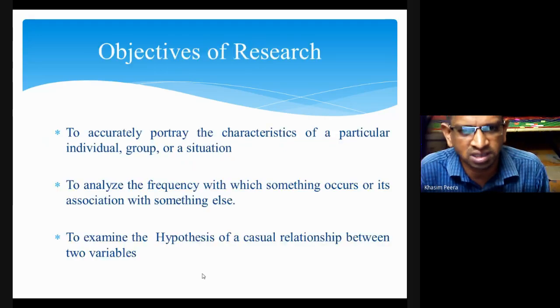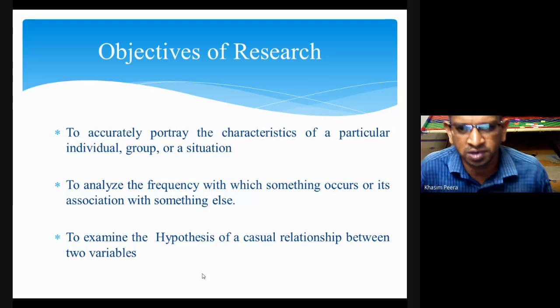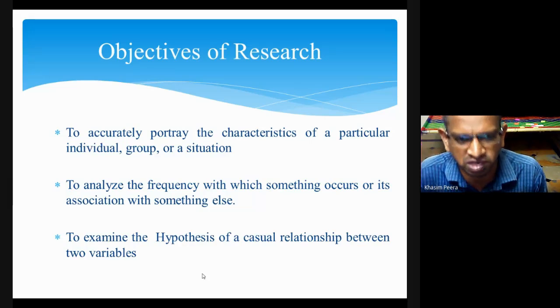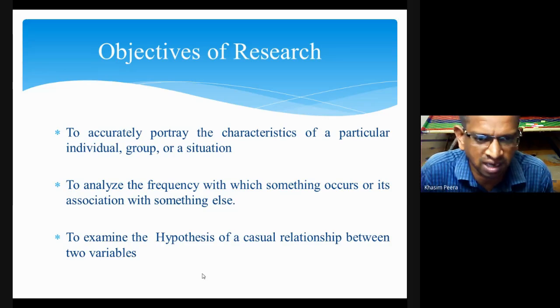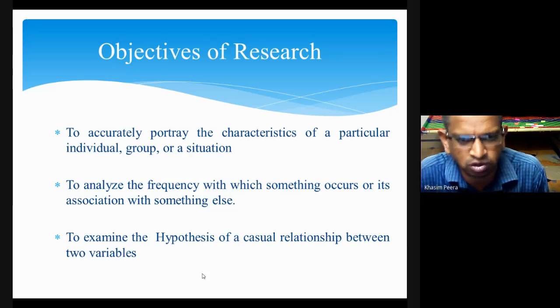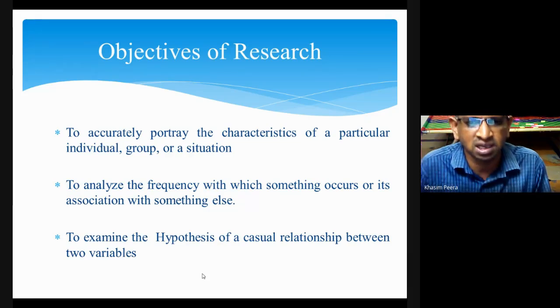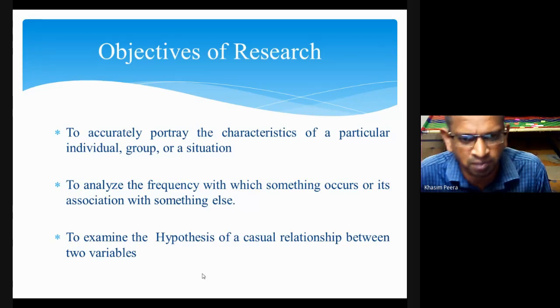Next, what are the research objectives? I can also mention the property of a particular individual, group, or situation. That means we can research one topic individually, or a group of persons can research one particular topic. For example, software companies are doing projects, and a project is also one type of research and implementation.